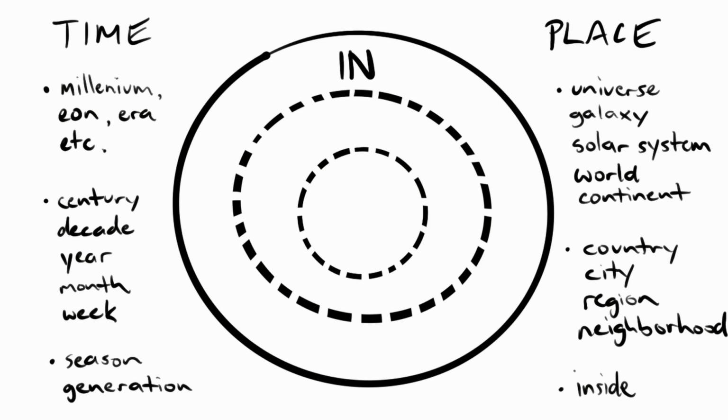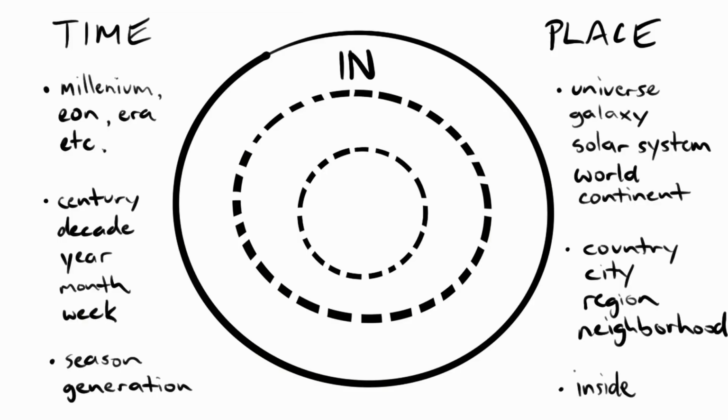expanses of time, from the idea of time itself, us existing in time in this concept, to measures of time being we exist in this eon, this era, we're in this millennium, we're in this century, we're in this decade, we're in this year, even we're in this month, and we're in this week. We've gone from as far out as we can possibly imagine, and we've gone all the way down to the measure of a week. All of this uses the preposition in.